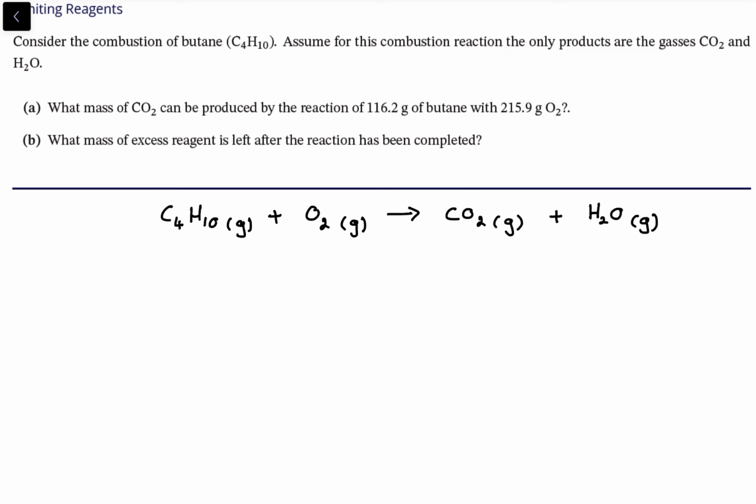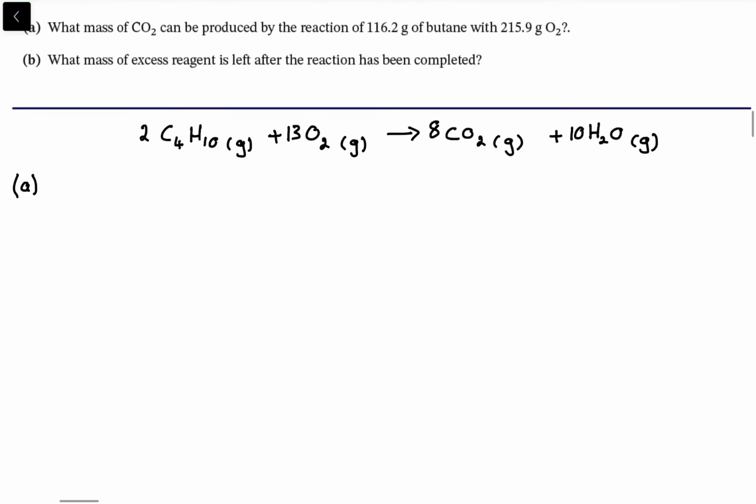You want to balance the carbons first, then the hydrogens, then the oxygens. I've done this in a previous video, but you will notice that these numbers will help you balance your equation. All right, so now that's your chemical equation, and then we can start looking at these questions. What mass of CO2 can be produced by the reaction of so much butane and so much oxygen?